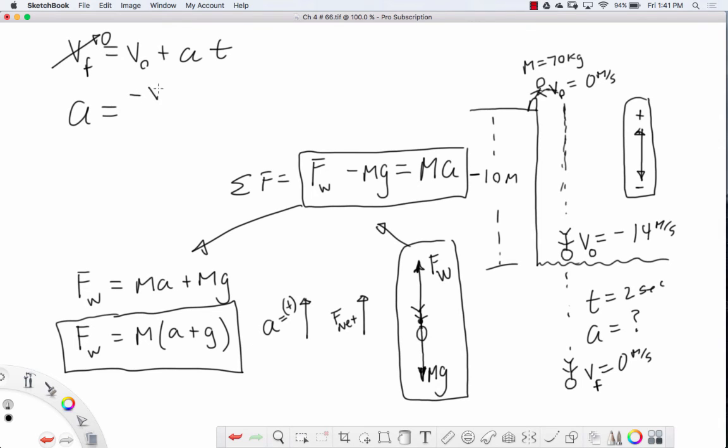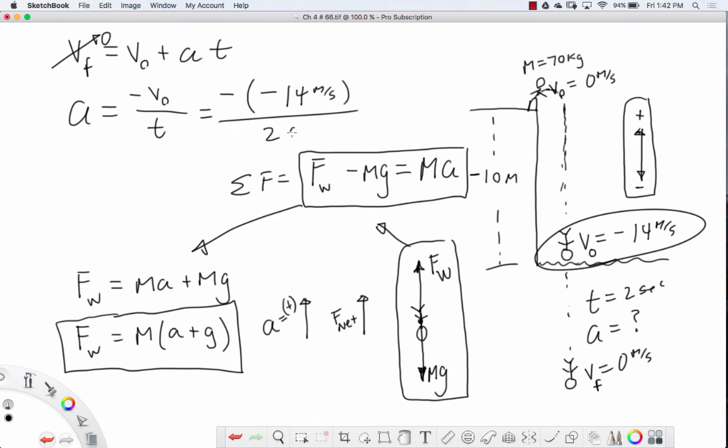So solve this for A now. A is going to be negative V initial over T. So hold on, you got to pay attention. This is sign conventions, right? Watch. Negative. Now her V initial was what? Negative. So what's going to happen to those negatives? They're going to cancel. Time is 2 seconds. So this gives an acceleration of positive 7.